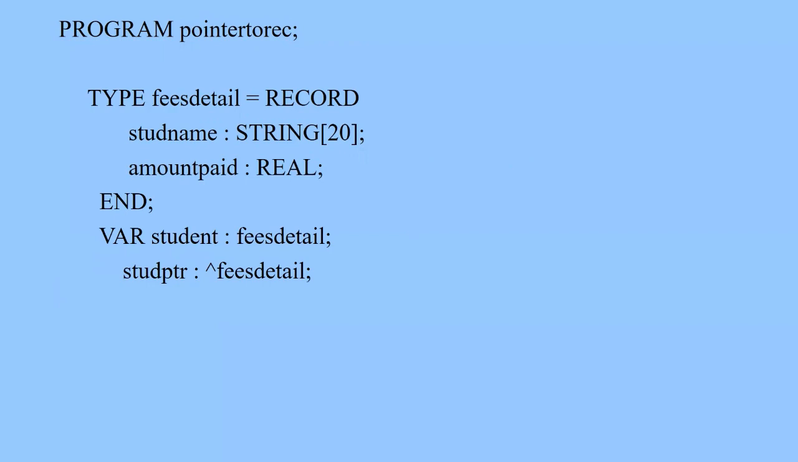And then there is a declaration of a pointer which is supposed to point to the record called fees detail. So we are initializing. This statement is also doing initialization. It is initializing the content of the pointer with the address of the record called fees detail.